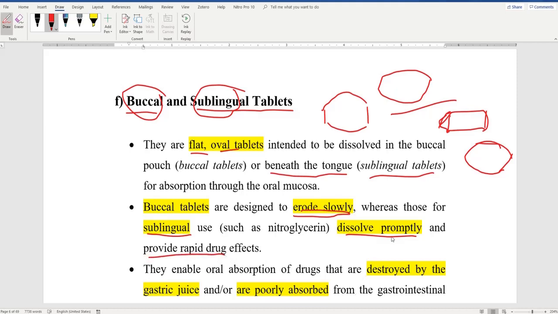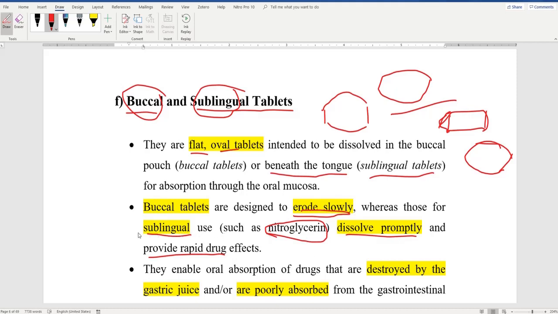If I want rapid effect, I will not use a tablet in the buccal area, because buccal area absorption is slower compared to sublingual. So if I want something very fast, like nitroglycerin, this is a drug for angina pectoris, when someone has a heart condition and there is not enough oxygen, not enough blood going to the heart, you feel like compression in your chest. Angina pectoris feels like being choked.